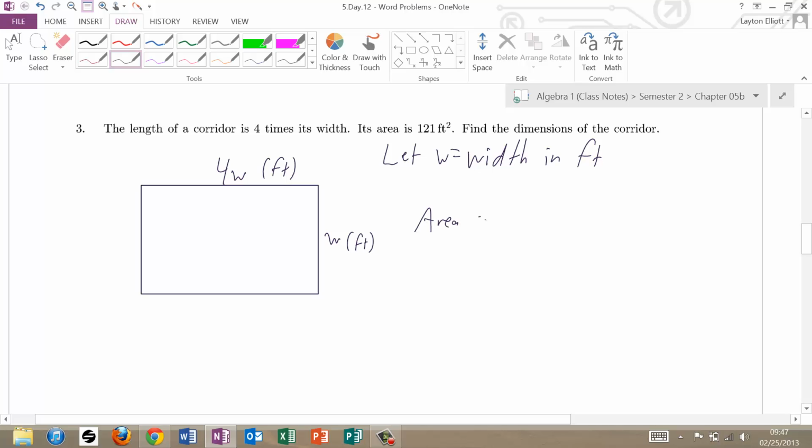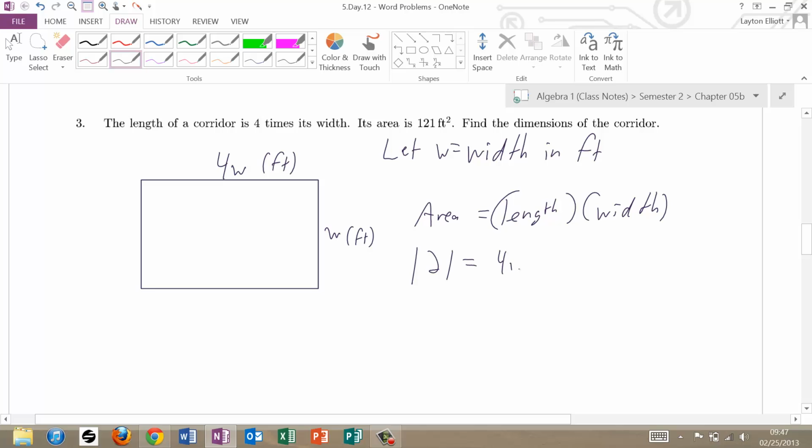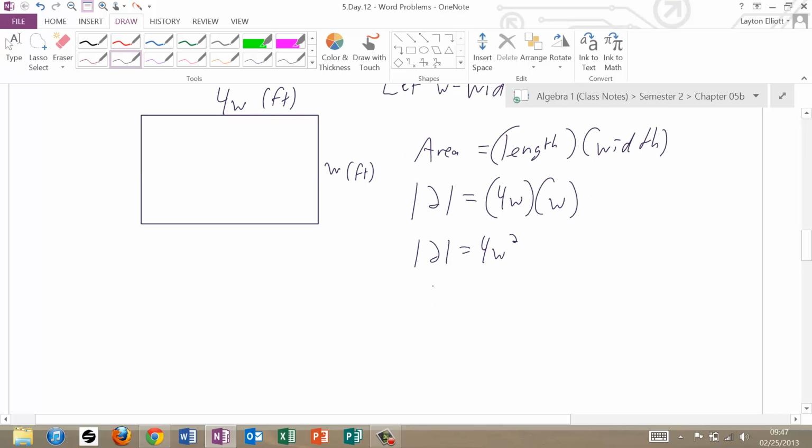We know that area equals length times width. So if I do a substitution, area is 121, put that back up there, length is 4W, and width is W. Then what I get is 121 is equal to 4W squared. Set it equal to 0 and factor, so 0 is equal to 4W squared minus 121. And if you look at the factoring pattern, this is a difference of 2 squares.